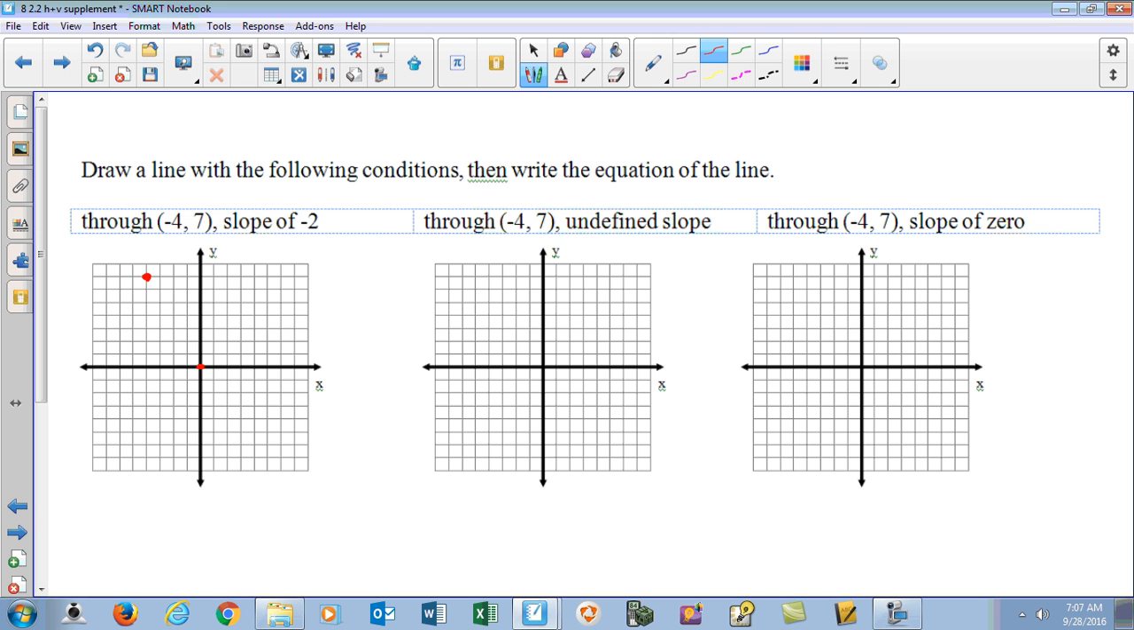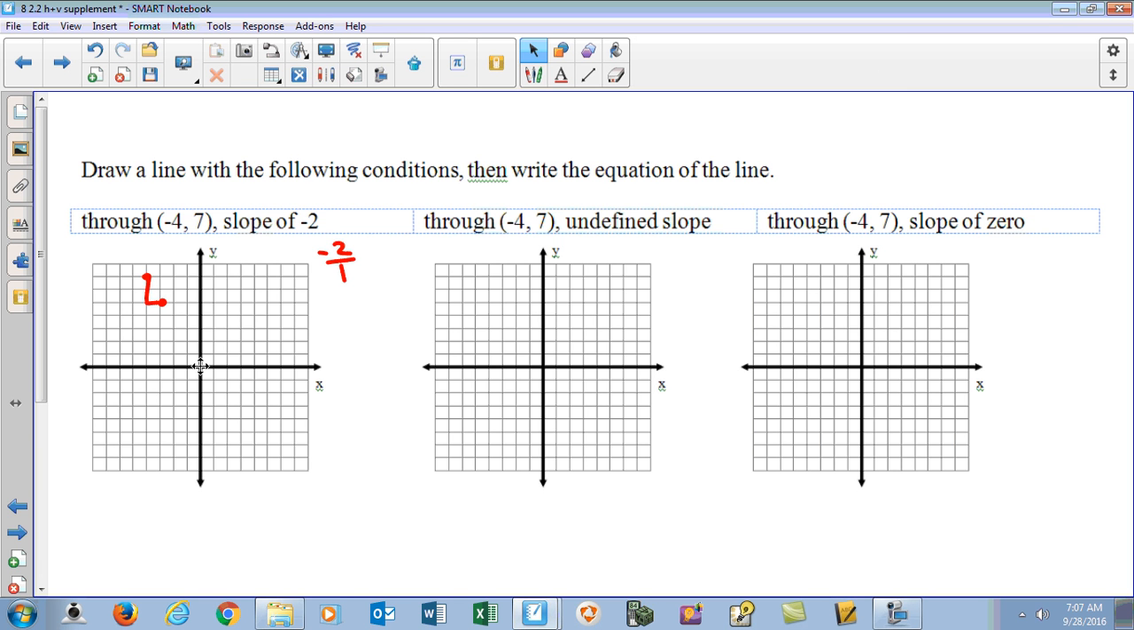So that point should be right there. Okay? All right. I'm going to erase my 0, 0 point. And now it says the slope of negative 2. So if the slope is negative 2, that means I got negative 2 over 1, right? Which means I have to go down 2 over 1. So there's my second point.